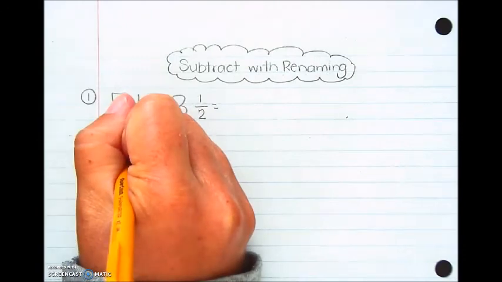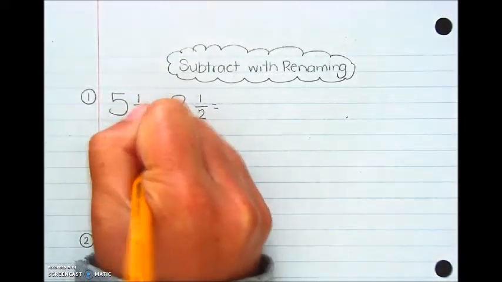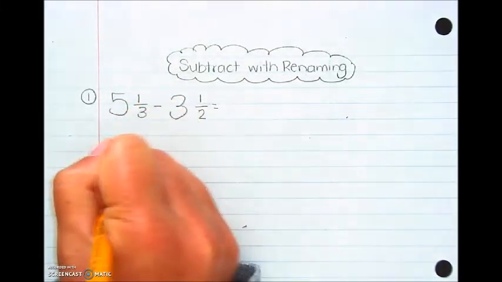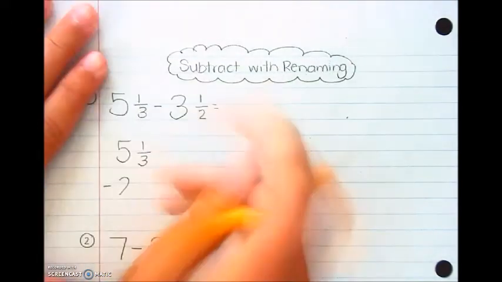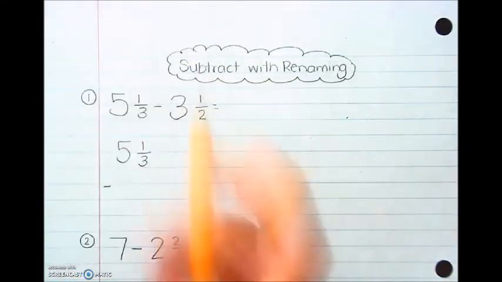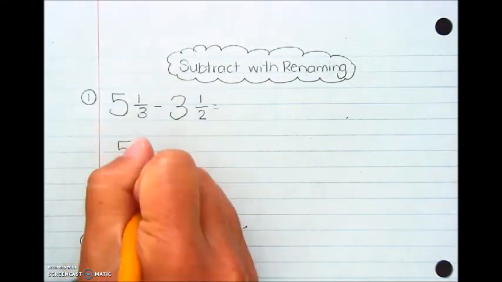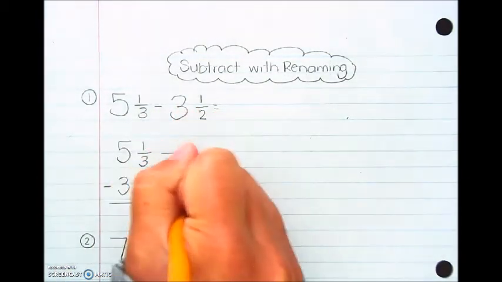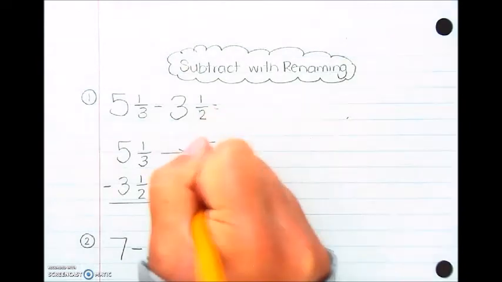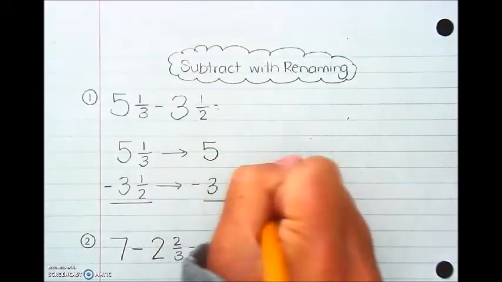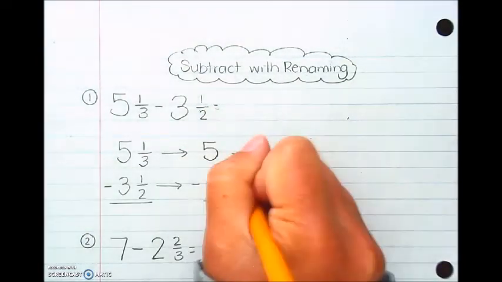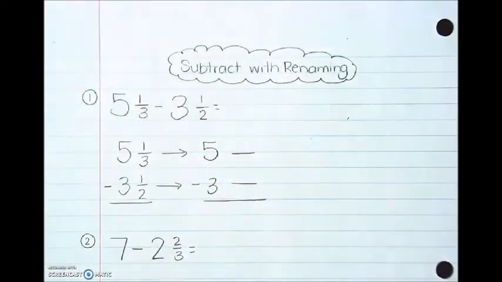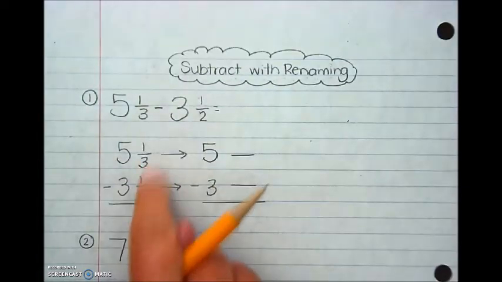So you'll start the process just like a regular mixed number subtraction problem. I'll line them up vertically, minus 3 1/2. I'll make my equivalent fractions after I bring over my whole numbers, so 5 minus 3. My equivalent fractions, I know that I'm going to need a common denominator of 6.